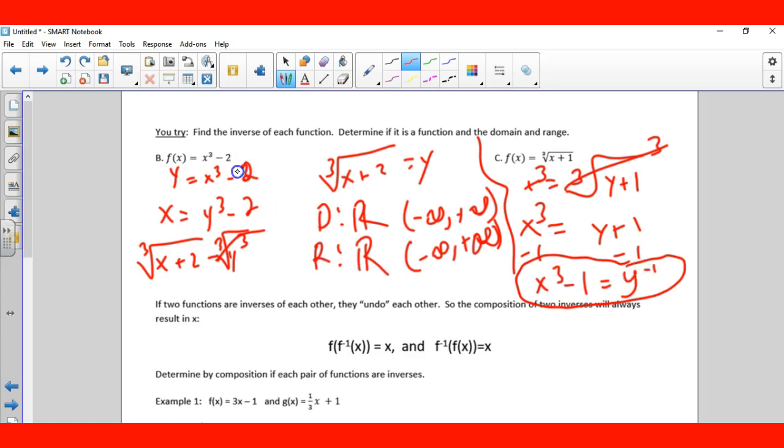And by the way, I forgot to mention it: that little negative 1 up here, that exponent, means inverse. Y to the negative 1, inverse. Again, this is cubic, so the domain and range are all real numbers. Domain, all real; range, all real.